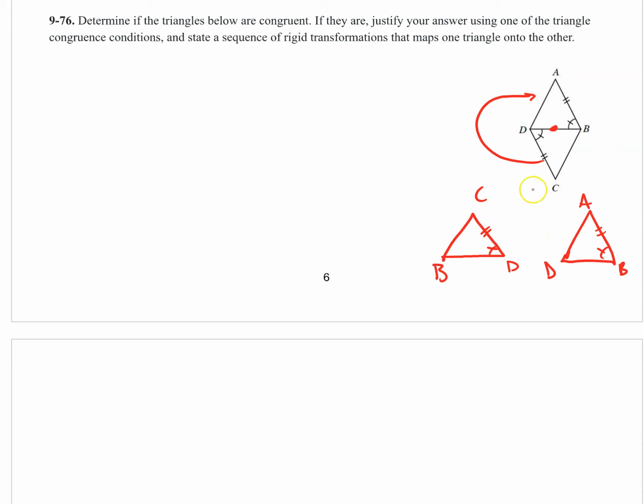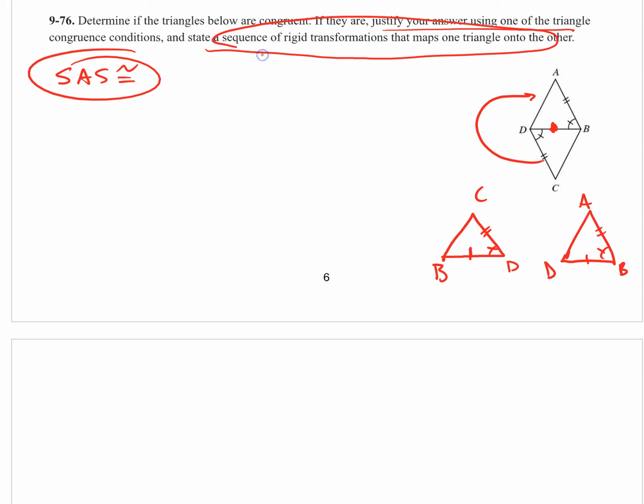All right, since they share a side in the middle, DB is common to both sides and should be considered congruent. So we have the congruency condition, side, angle, side. Next, you need to justify your answer, you need to state a series of rigid transformations. I did not do that. So they are congruent by SAS. And you can finish that by stating the transformations.